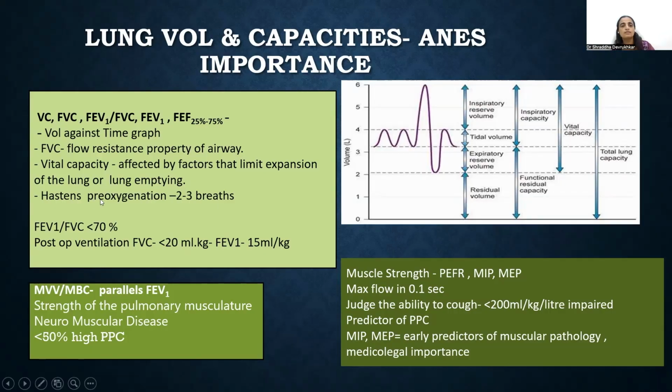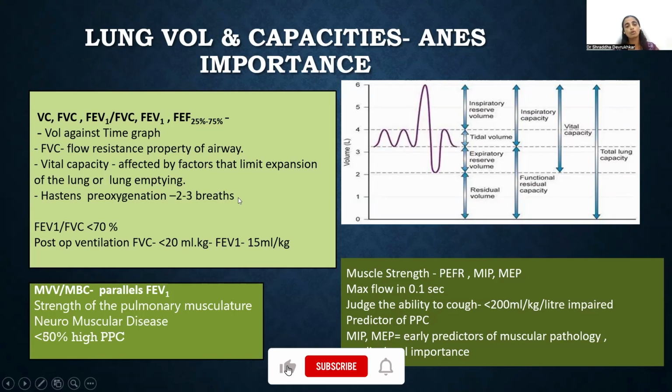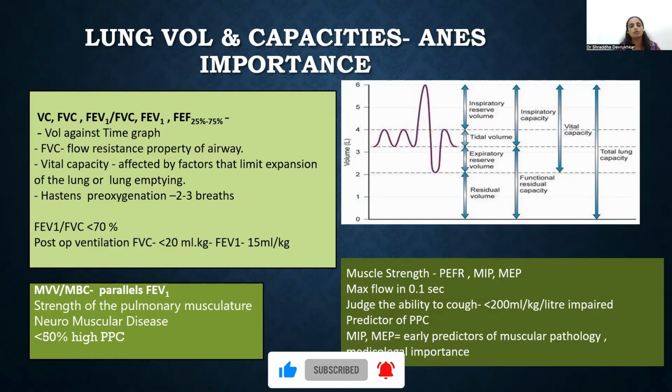Again, vital capacity breaths, two to three of them, are known to hasten pre-oxygenation, compared with normal tidal volume breathing, which would go on for two to three minutes. So where you want to immediately induce a patient or you have no time, for example fetal distress, we would all like to use this vital capacity breathing to enhance oxygenation.